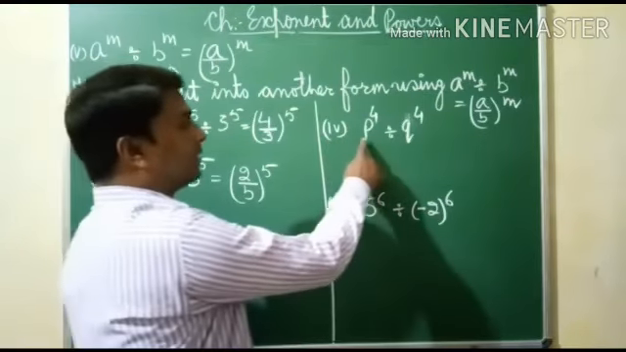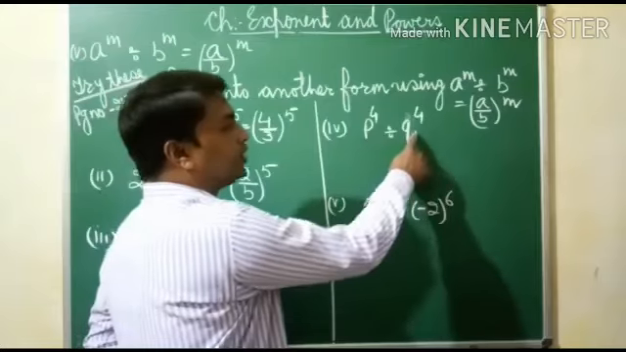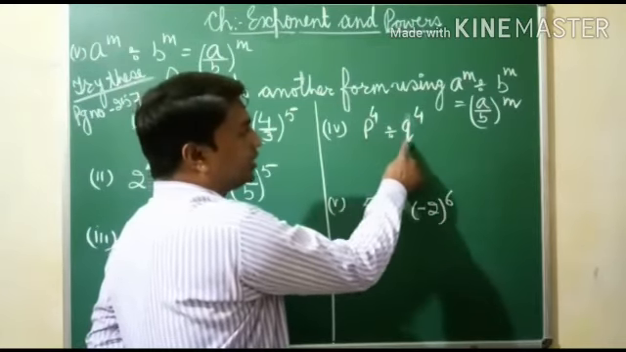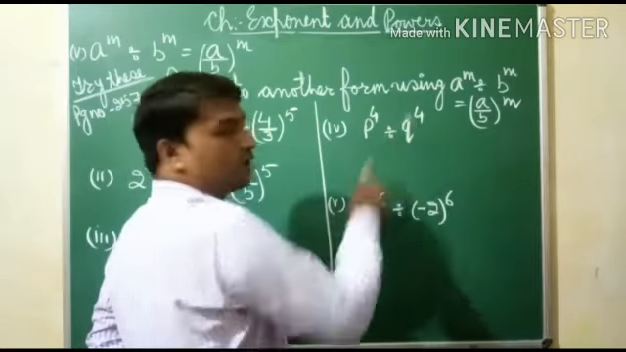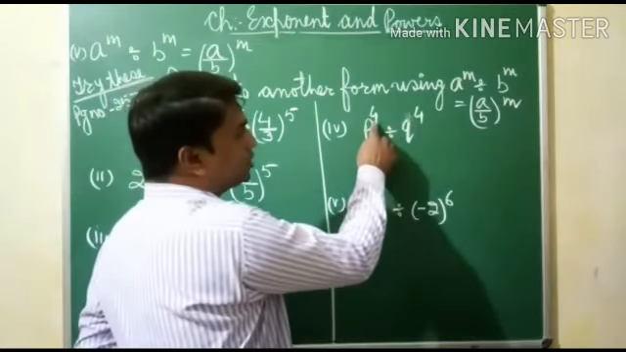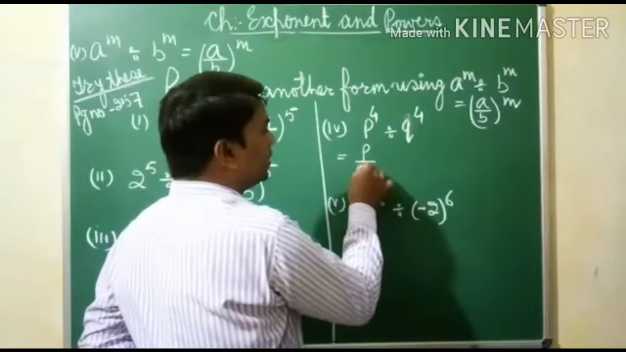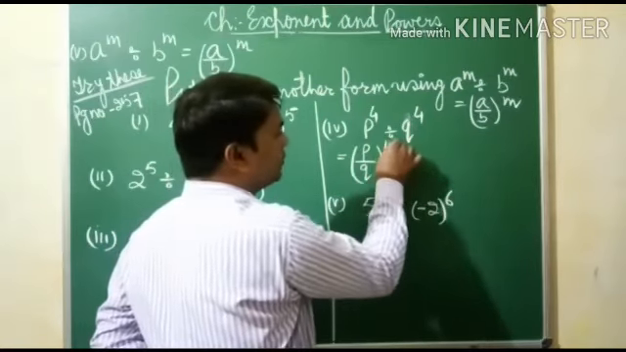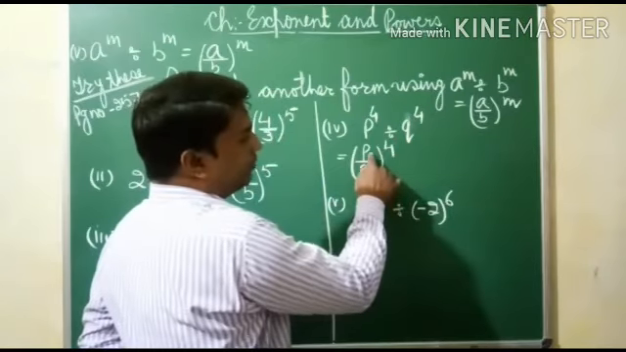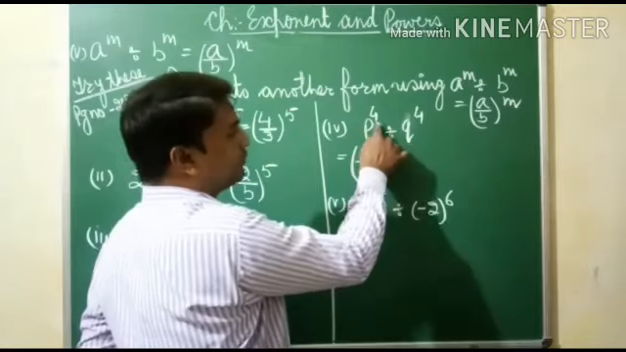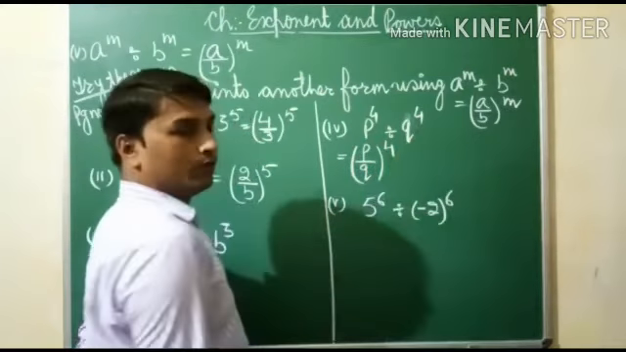Next, fourth part, p raised to 4 divided by q raised to 4. Again in this part we can see that p raised to 4 and q raised to 4 have the same exponent 4. Therefore p raised to 4 divided by q raised to 4 can be written as p over q whole raised to 4. Therefore p over q whole raised to 4 is the required other form of p raised to 4 divided by q raised to 4.